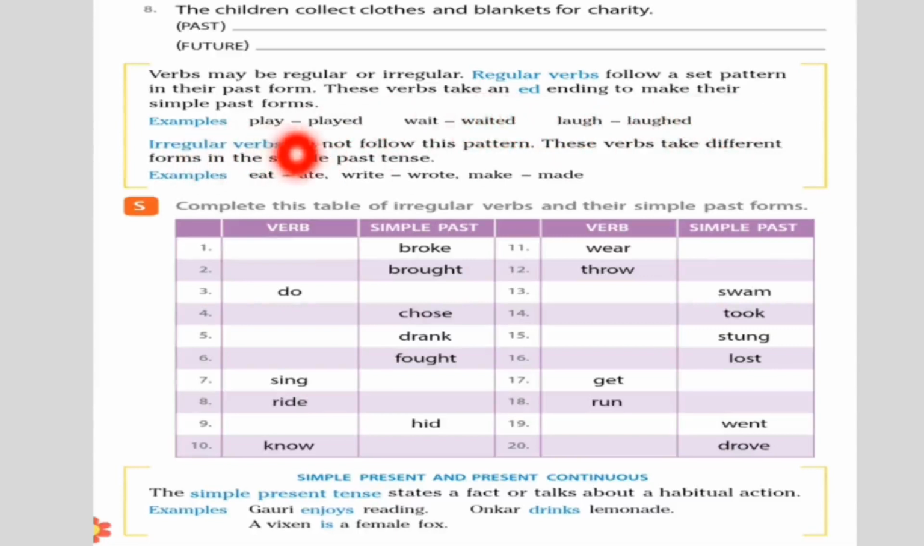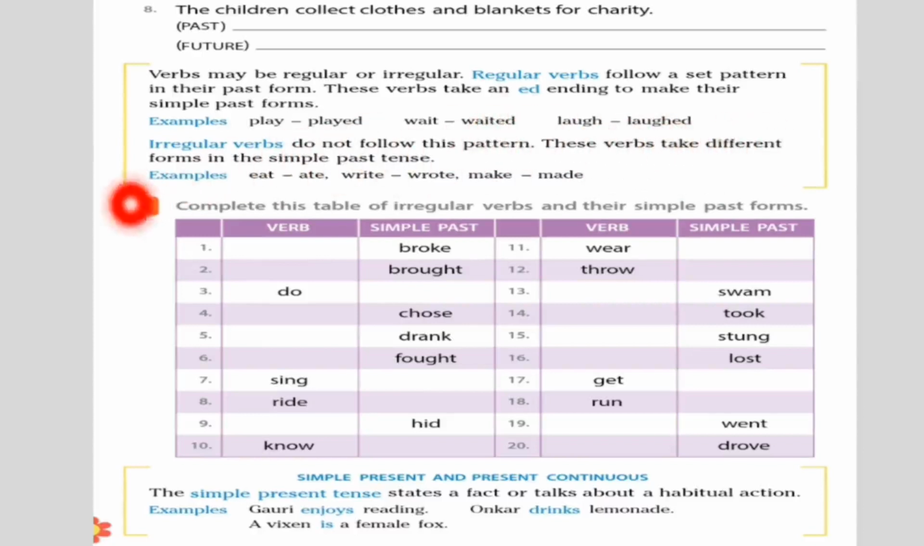For example, if you want to make a verb into a past form, you can add ed to that verb and make it past tense. Examples: play, played, wait, waited, laugh, laughed. So here in all these words we have added ed at the end of the word and made it a past verb. Okay. So then what are irregular verbs?